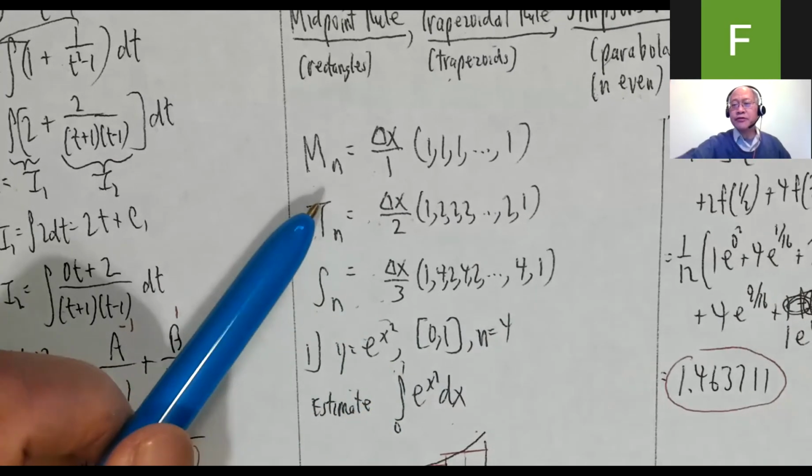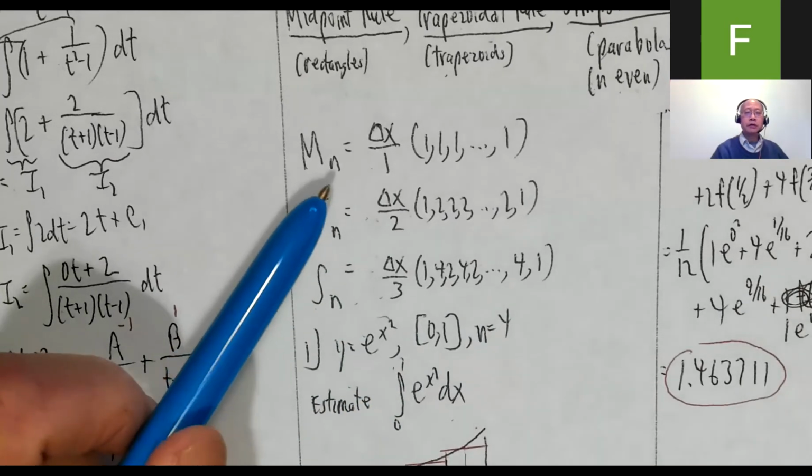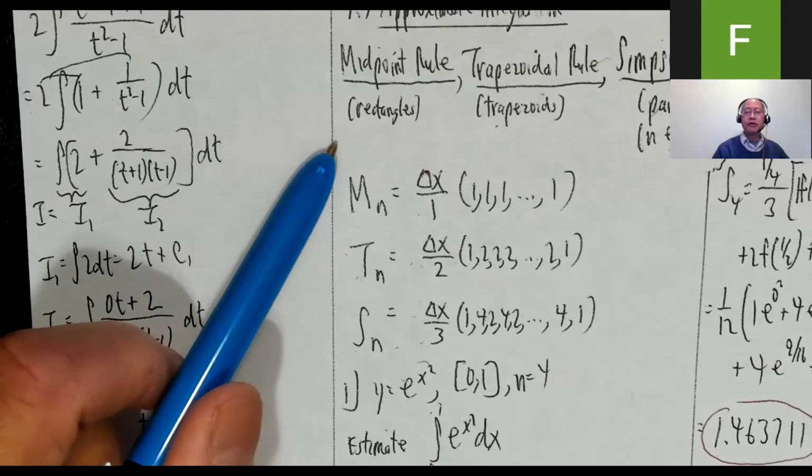And just a little bit of theory as to what's going on. Midpoint rule you've already seen. You break these pictures into rectangles.